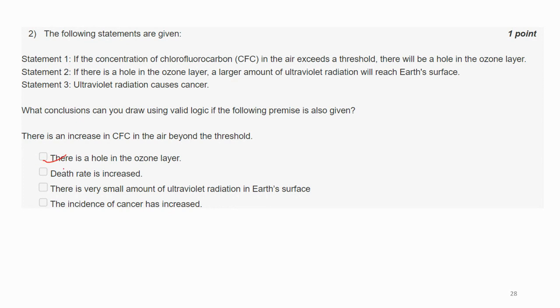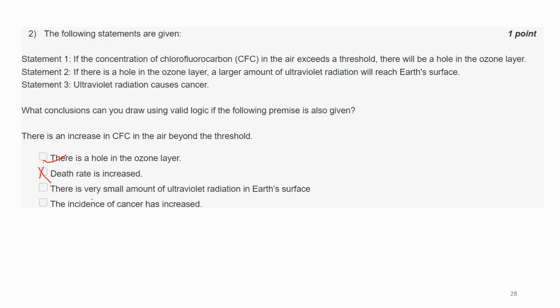So then this will be correct. Death rate is increased. Again, in the given statements, nothing about death has been given, so we cannot say why the death rate is increased. It can be because of cancer, but again it cannot be also. Then we're not sure about this, so this is crossed.